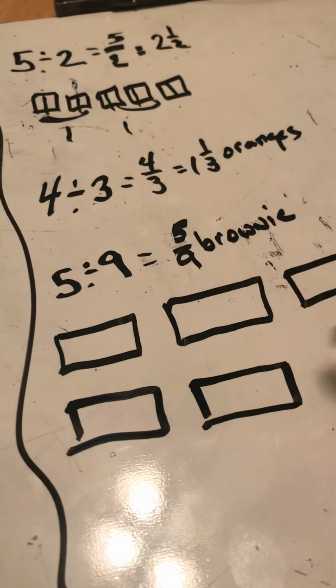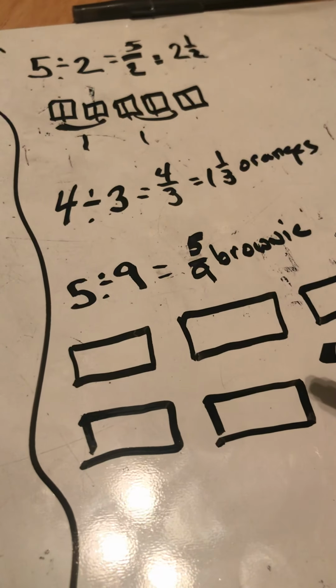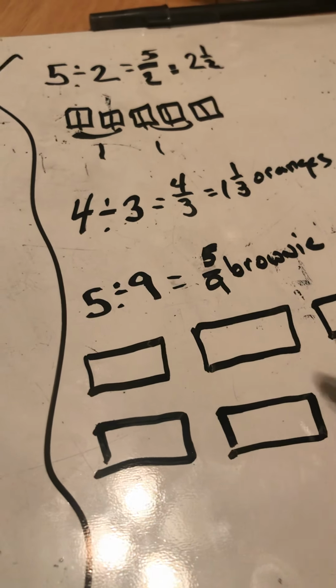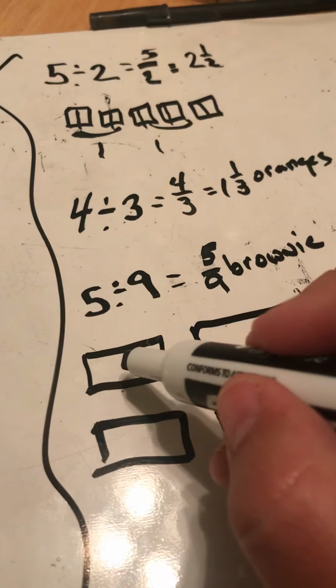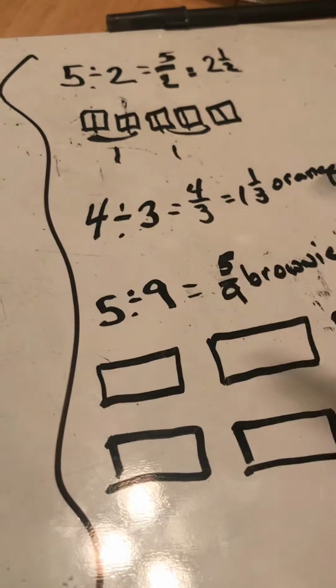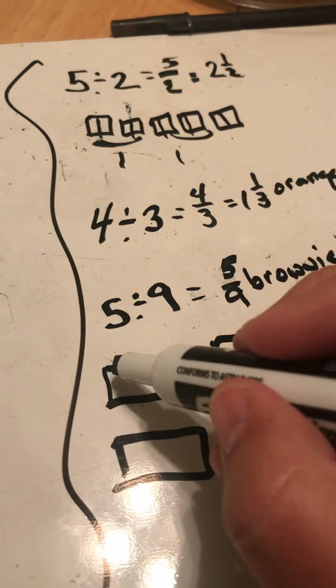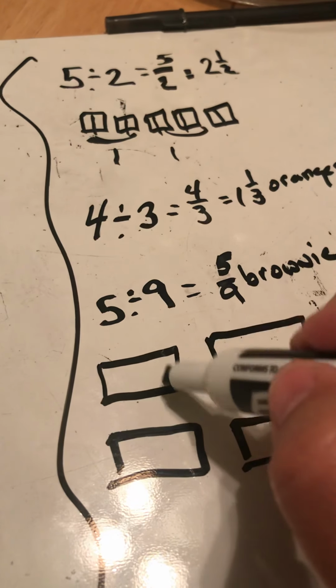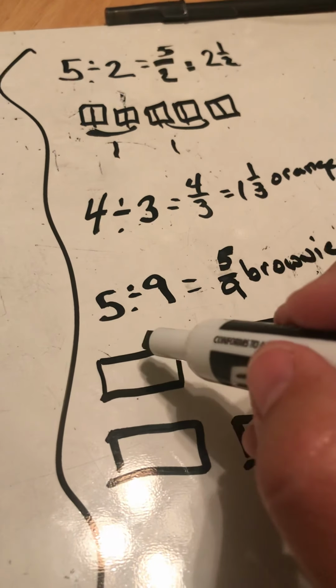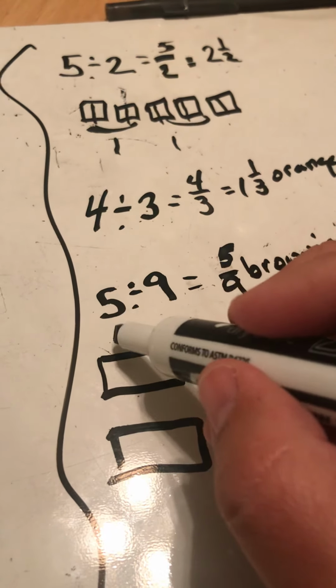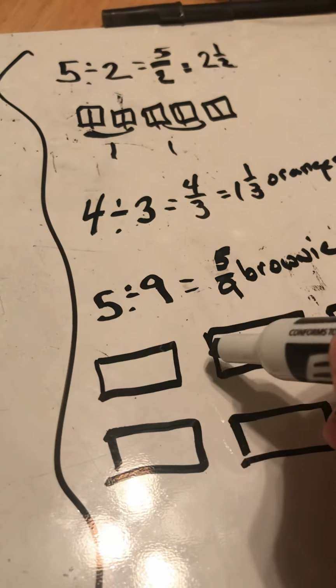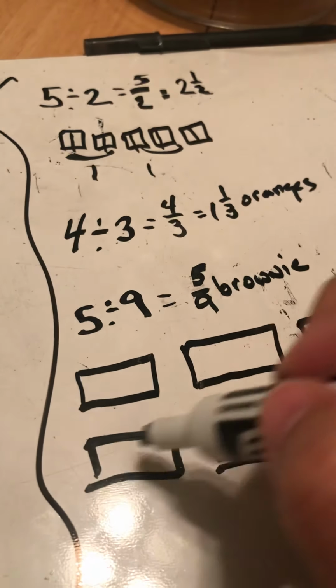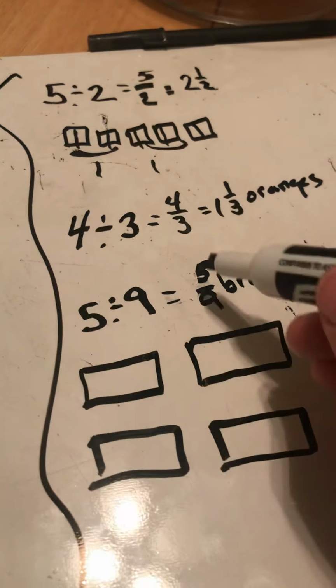Okay, so we have our 5 brownies here, and we know that we're going to need to split up each brownie into 9, right? Because we have 9 people. So we would split up each one into 9s. So we'd take one of our 5 people, they'd get 1/9 here, 1/9 here, 1/9 here, 1/9 here, 1/9 here. What do you get when you add that all up? They get 5/9.